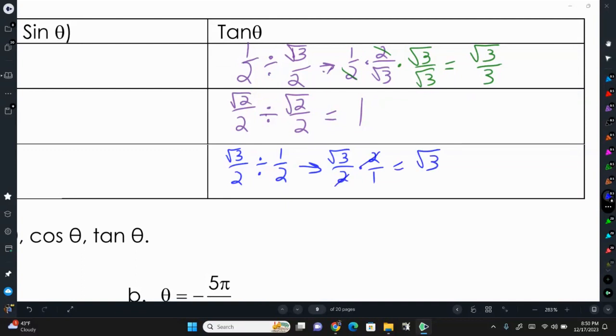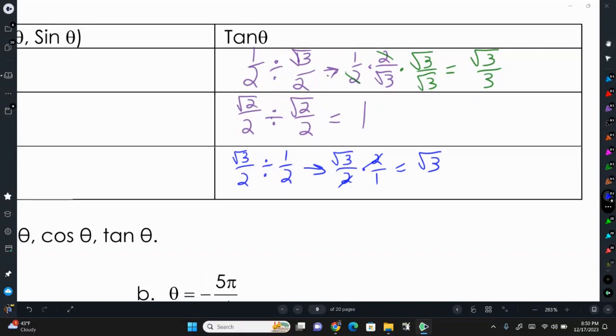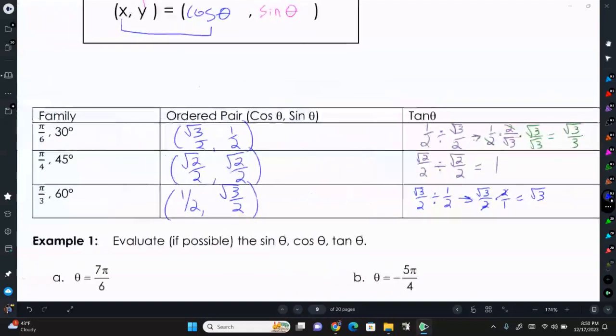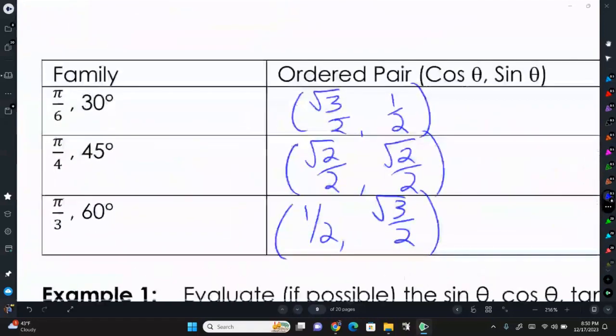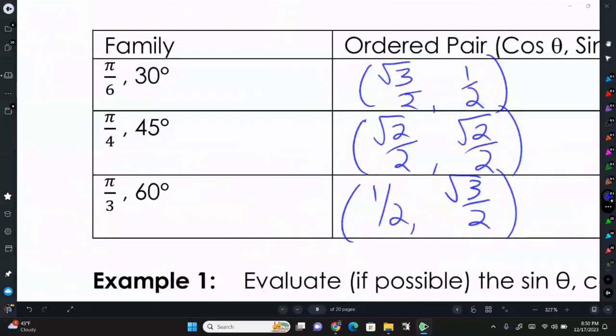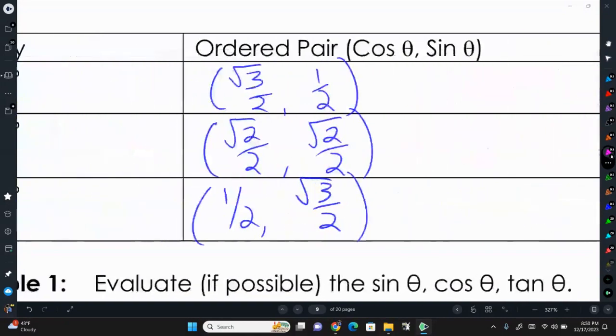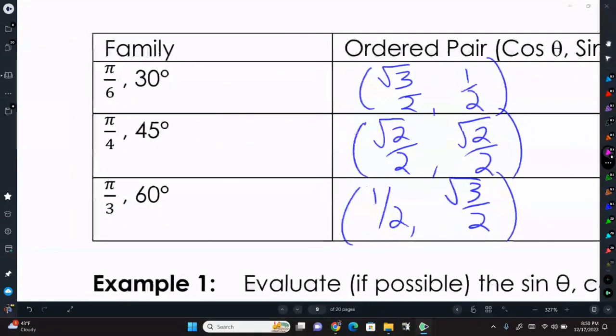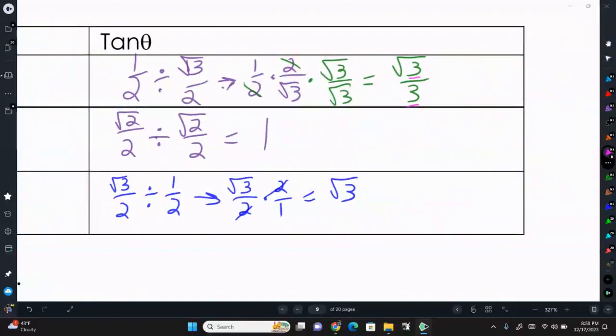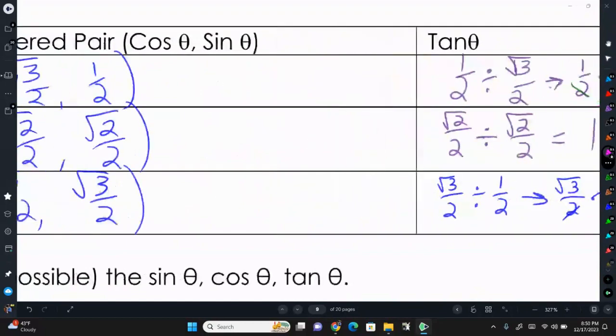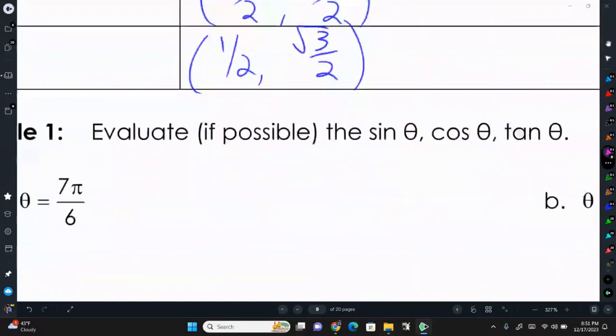So you can always figure out the tangent if you don't memorize it, but the easiest way I memorize it is I look at the family. Pi over 6 has 2 3's in the tangent, and 3 plus 3 is 6. The pi over 3 family only has 1 3 in its tangent. So that's the way I memorize it, and the pi over 4 is just 1.